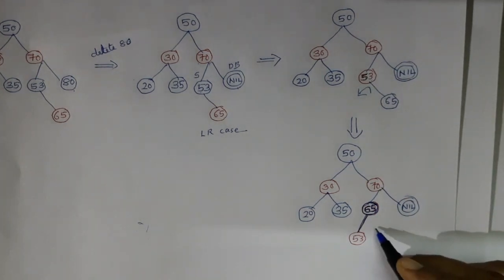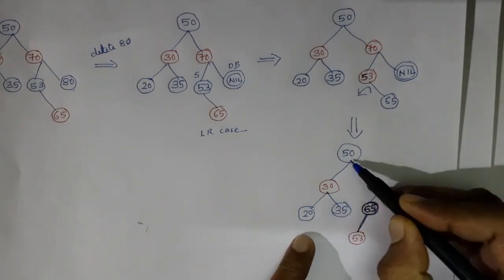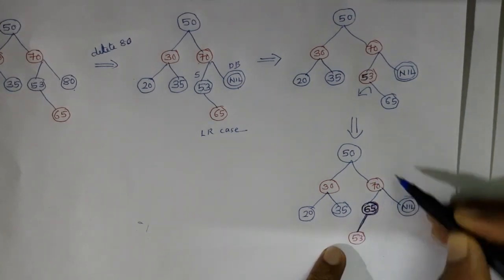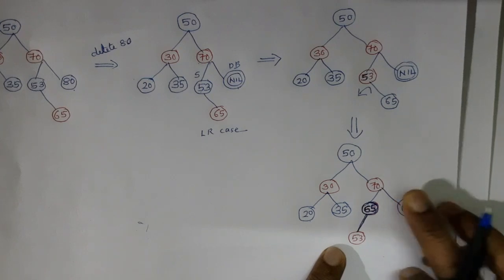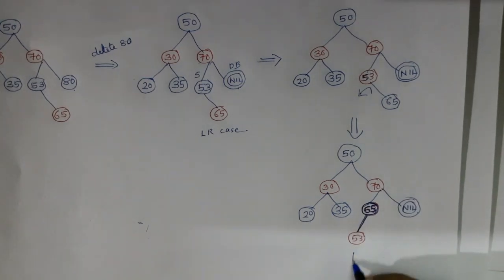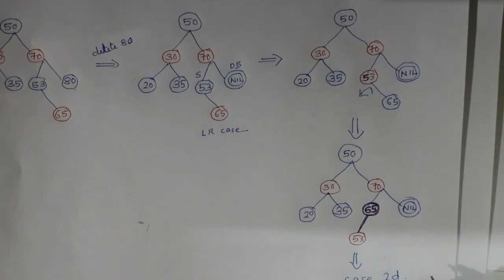So this is not a red black tree, because consider this path. Here one black node, in this path also one black node, here also one black node, but the last path has no black node. This is a nil node, we did not consider this one. So here there is no black node. So this is not a red black tree, so this goes to case 2D.